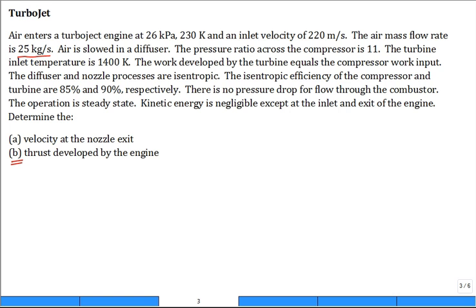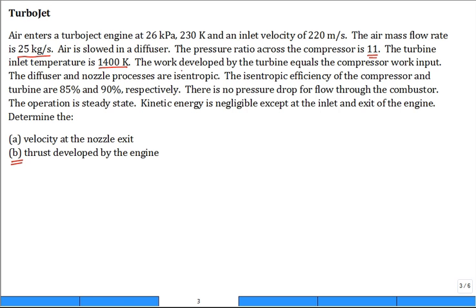The pressure ratio across the compressor is 11. Does that mean the pressure ratio across the turbine stages is 11? Not at all, and it's going to be less. It's going to take it down just enough so you have a lot of pressure to push it through the nozzle to really get that high exit speed. The turbine inlet temperature is 1400, due to metallurgical considerations.